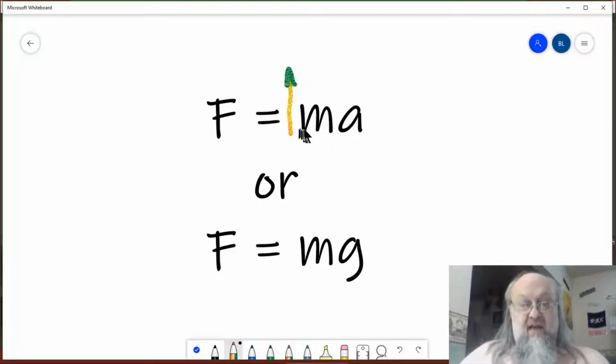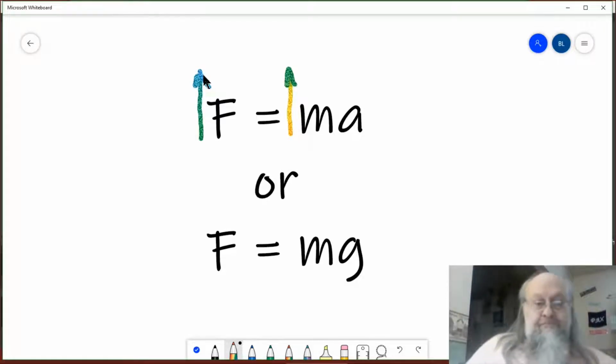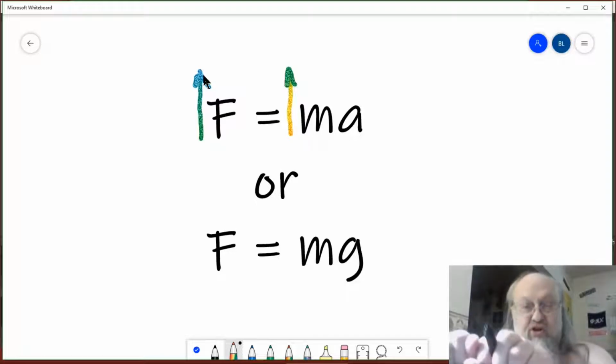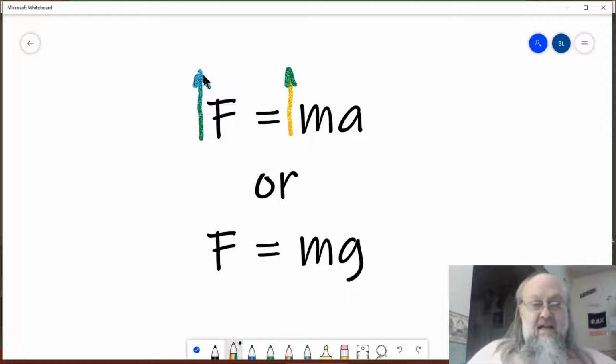Now, if you have two objects and one of them is heavier than the other one, more massive, then it's going to take more force to get it going. And that should make sense to you if you think about it. A more massive object like a truck is harder to push to get it going than a little toy truck. So the bigger and more massive and heavier it is, the harder it is to get it going.